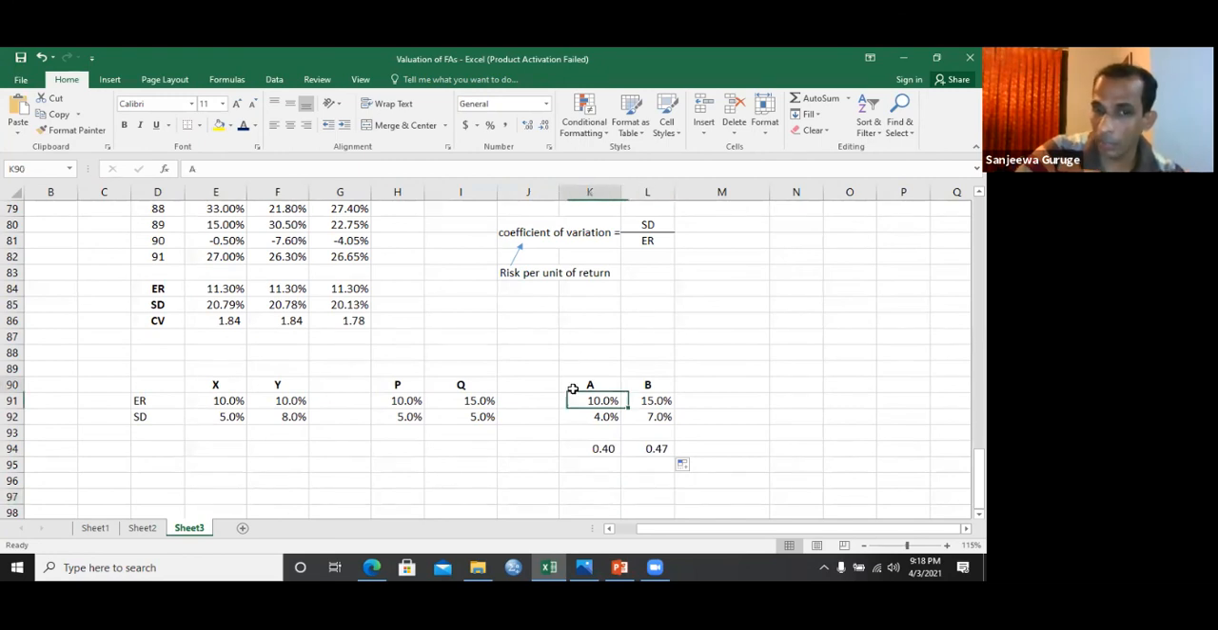So when you compare these two assets, what is the better asset in terms of the return we can expect for the risk we take? What is the better asset?